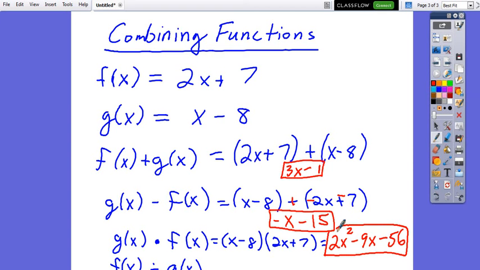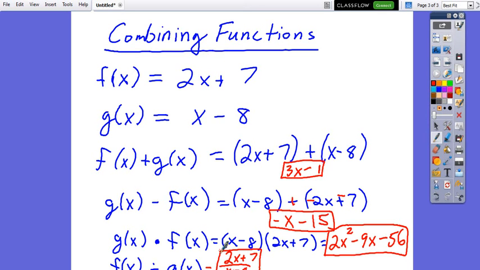Okay? All right, the last one, division. Now, these are the same degree. So if I were to divide these things, I couldn't use long division because it doesn't work out right when they're the same degree. So what it would look like would simply be 2x plus 7 over x minus 8. These do not have any common factors. There's nothing here that I can factor out and cancel.